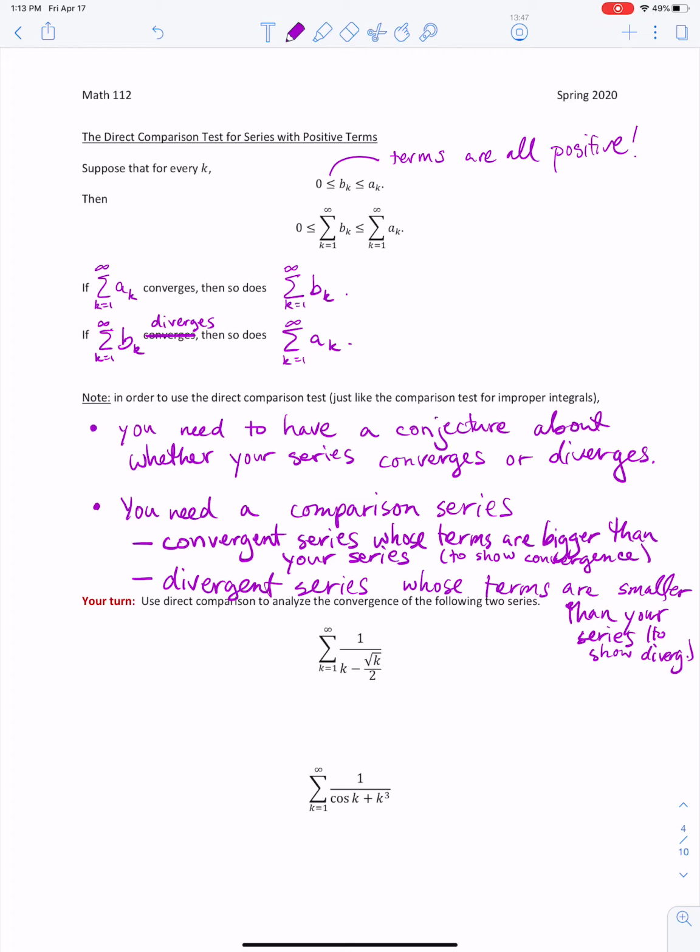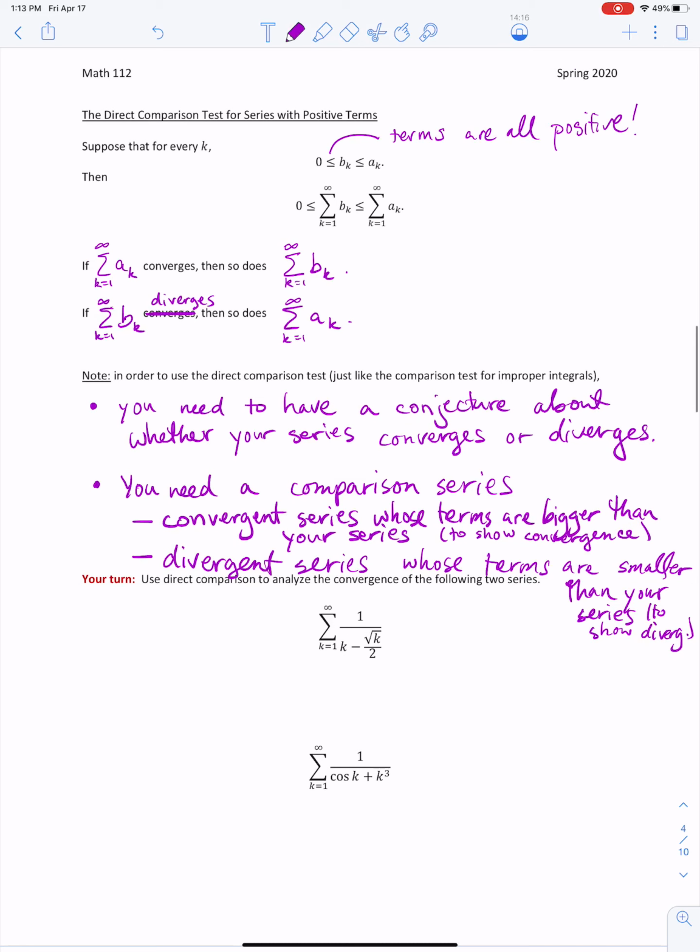So in particular, you'll need to have in mind some convenient comparison series that you can use. And you'll see by doing some examples that there are some usual suspect types of series that we've computed and talked about that will be useful. So, okay, I'm going to go ahead and give you some time to try some of these problems here. So go ahead and use direct comparison to analyze these two series.